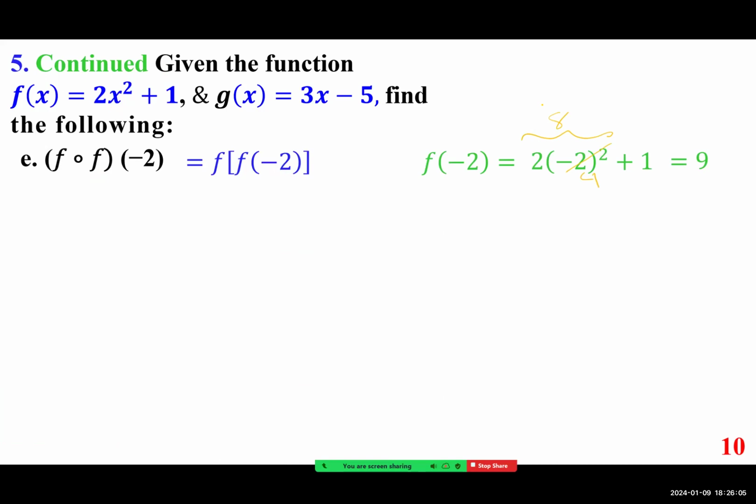And we're done with that part. Now we go back to the question, and what was the question asking? F of f of negative 2 is asking for f of 9. So into this function goes 9. As you know, 9 squared is 81. 2 times that is 162, and plus 1 becomes 163.